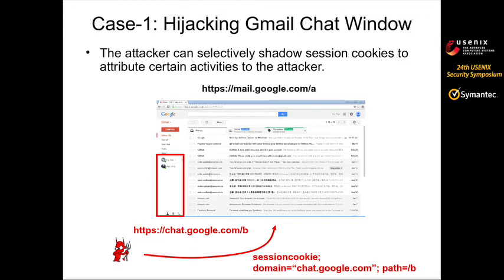The general message is that if a website uses cookies for authentication, which most websites do, the attacker can selectively shadow the session cookies at certain URLs to attribute certain activities to the attacker. The consequence is that when you do some operations on an HTTPS website, you don't really know which step actually goes to the attacker. The consequence depends on the website's functionality, but in our paper we have several cases with serious consequences.